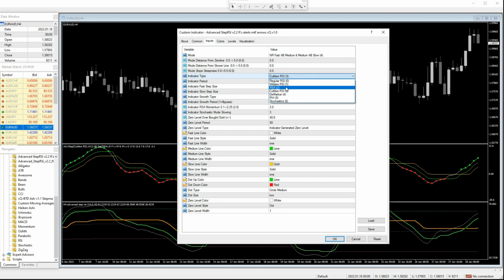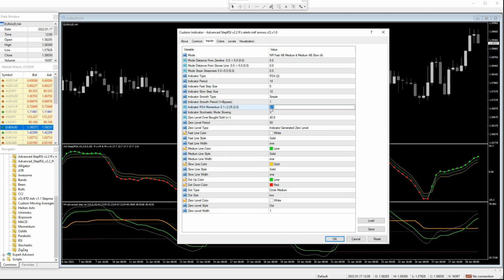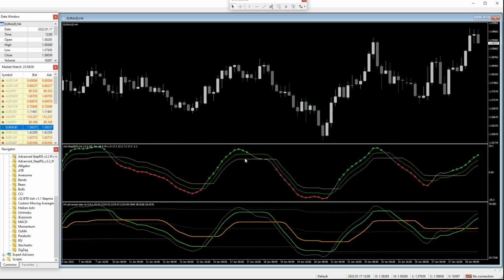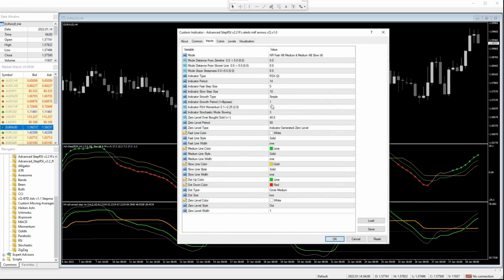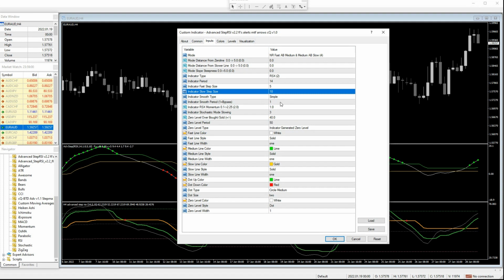Oh, and I forgot this. When you have this on this RSX, 2 is the default value, but say if you put it to 1.5, it kind of stretches it out a little bit. It responds differently than changing the fast and slow step size. I'm not exactly sure how it does that, but you can really stretch it out this way. But 2 is the default. We'll put it back there.